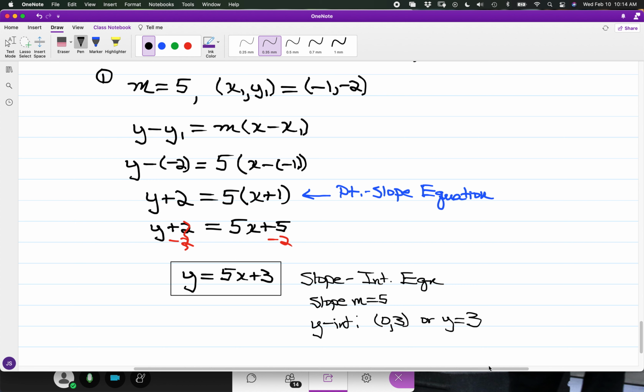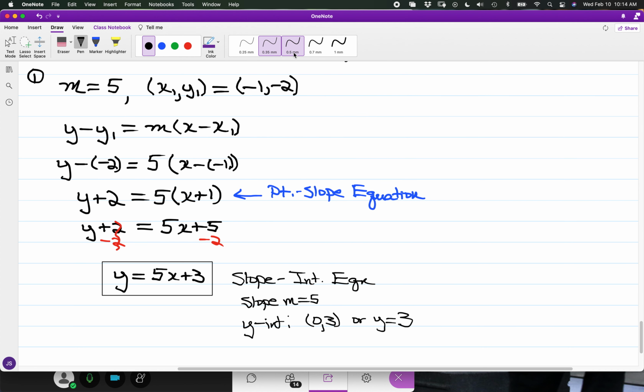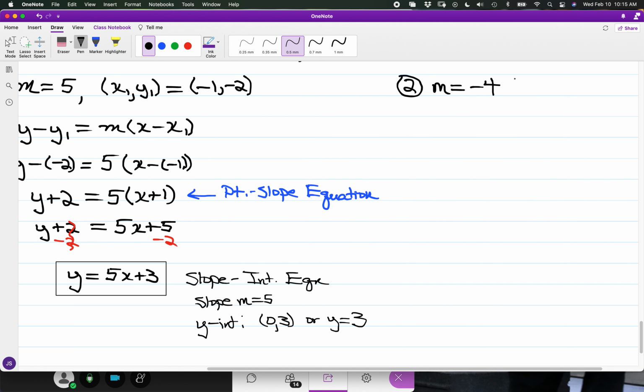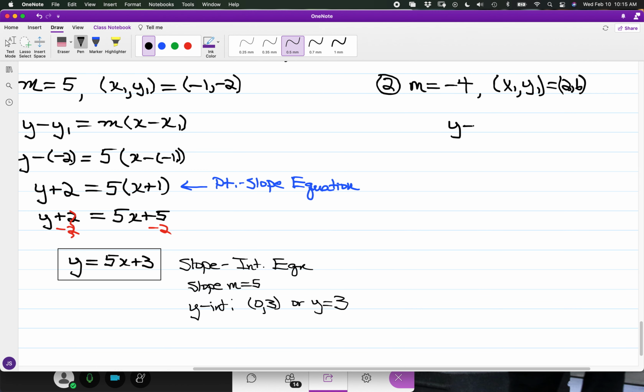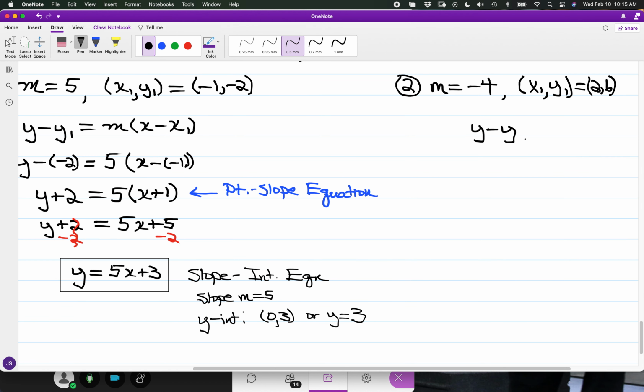All right, another instance, say where we have the slope provided, and in this case we'll have a negative value, so we have -4, and we'll say that for the point through which this line passes, we'll have this at (2, 6). Right. So starting out with the point-slope equation.